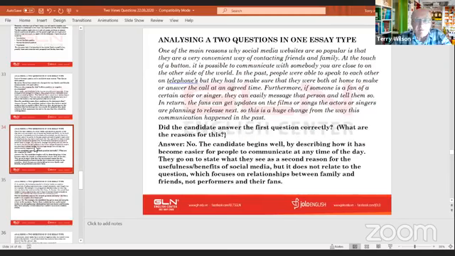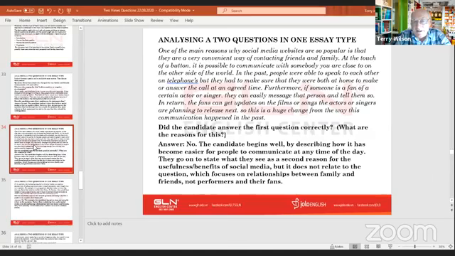Let's have a look at the next part. So here's the first body paragraph. And then a question. Did the candidate answer the first question correctly? And the answer is no. The candidate begins well by describing how it has become easier for people to communicate at any time of the day. They go on to state what they see as a second reason for the usefulness or benefit of social media. But again, it doesn't relate to the question, which focuses on relationships between family and friends, not performers and their fans.